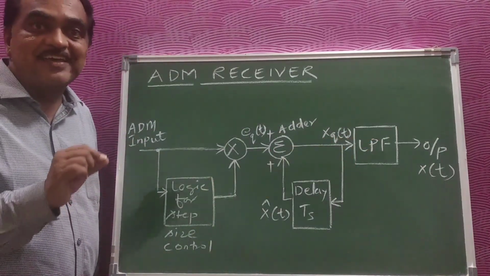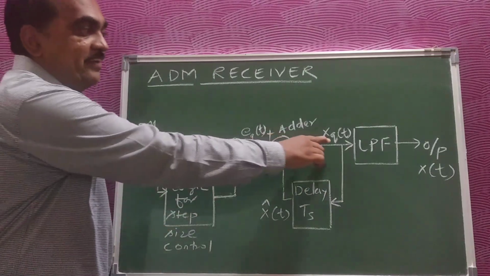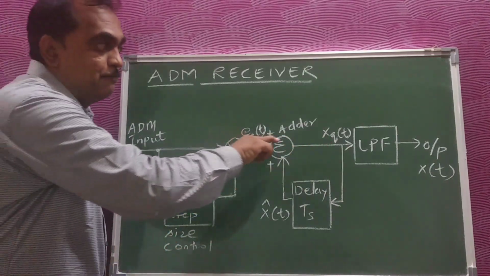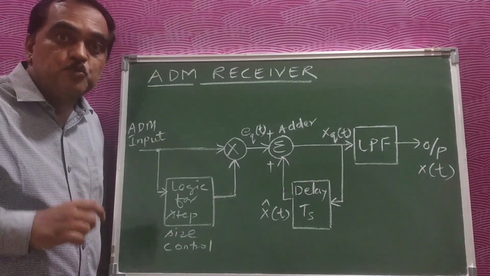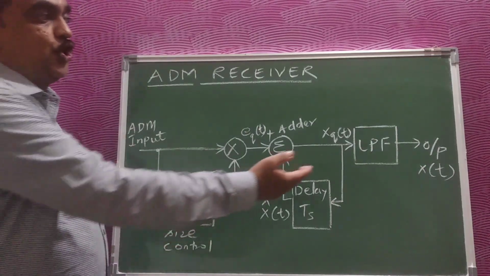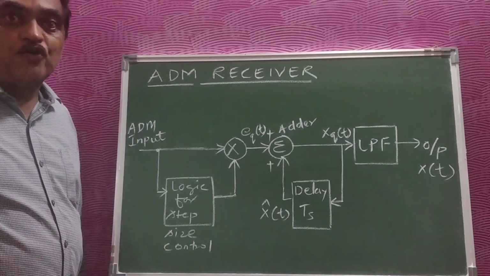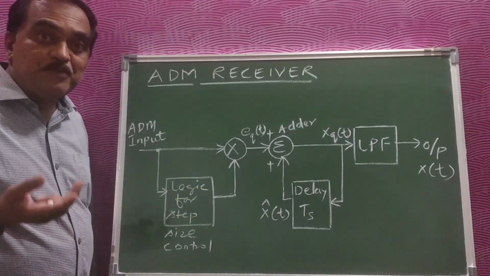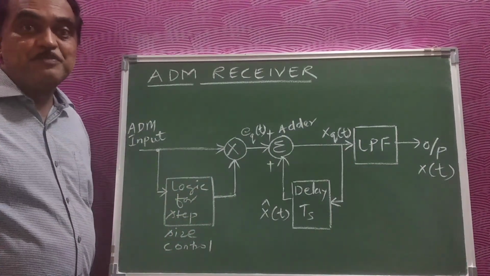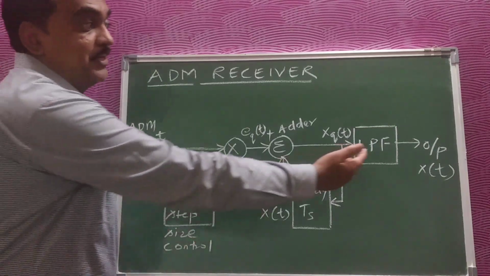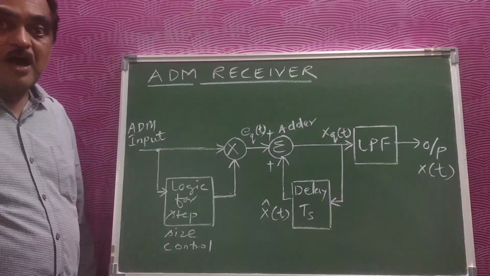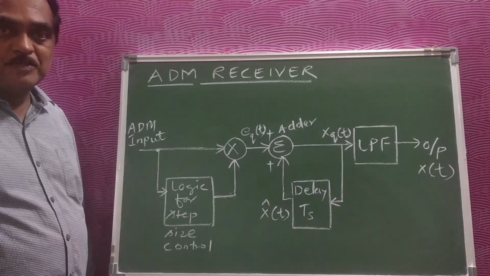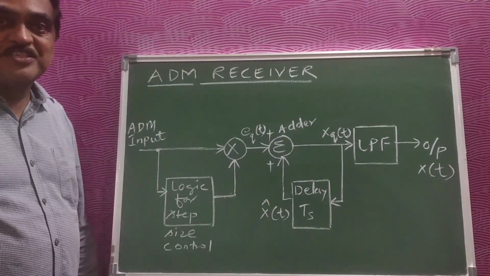So this is like a staircase waveform which is xqt. All those will be passed through a low pass filter, and the low pass filter will make a smooth signal out of it, which will be your information wave or the analog signal that you had previously given to the transmitter as the input. So that will be recovered back from the ADM input. So this is the demodulation of ADM. So this is your ADM receiver stage.